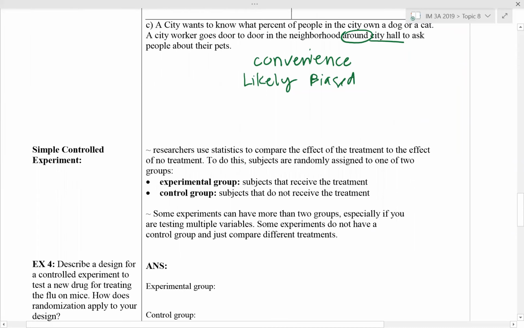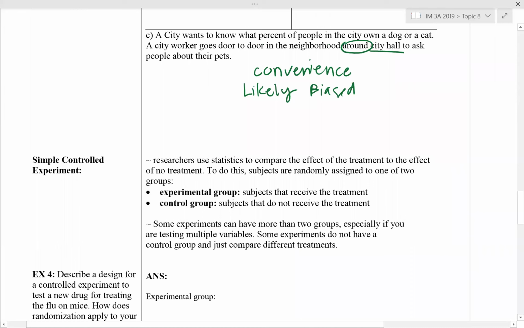So again, it could have been interpreted as a cluster because it's in one neighborhood, they're asking everybody, right? But the fact that it was around City Hall makes it more of a convenience sample. And so that makes it likely biased because it's near City Hall where they work.